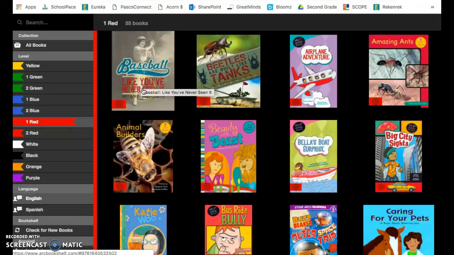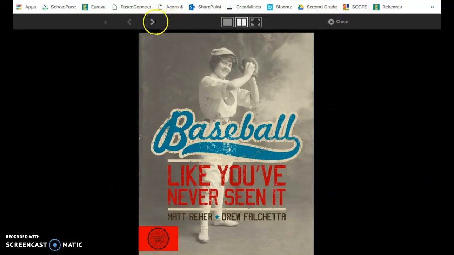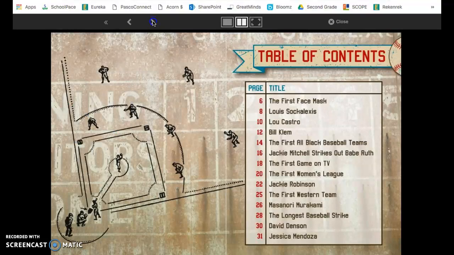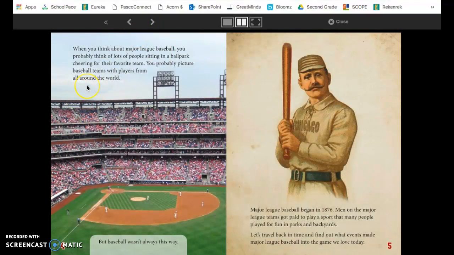Last, we're going to look at an informational book about baseball. This introduction says, when you think about Major League Baseball, you probably think of lots of people sitting in a ballpark cheering for their favorite team. You probably picture baseball teams with players from all around the world, but baseball wasn't always this way. This introduction tells us that it's going to tell about the topic baseball, and it grabs our attention because it tells you that baseball might not be what you think it always was.